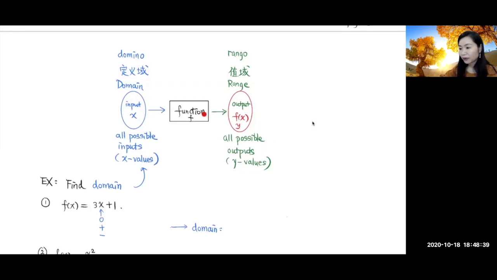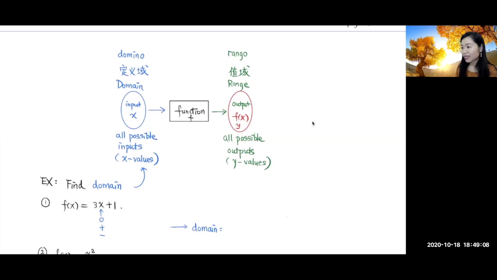Talk about domain and range. So this is a function f. When you input x into it, then the output will be f of x, or you can think about this as y. Now, the set of all possible input, or in this case, all possible x values, that's called the domain.